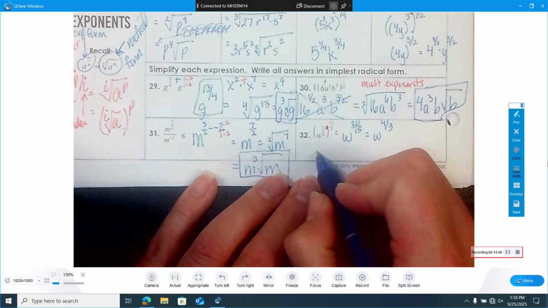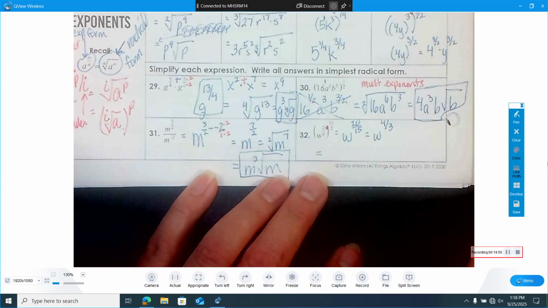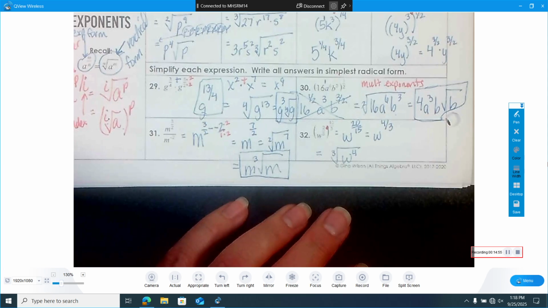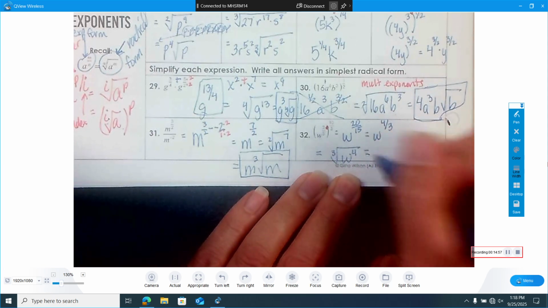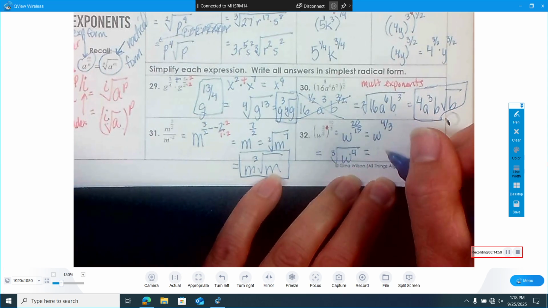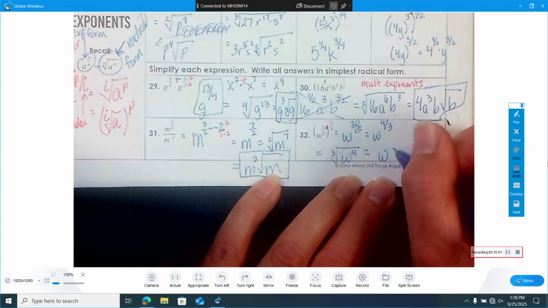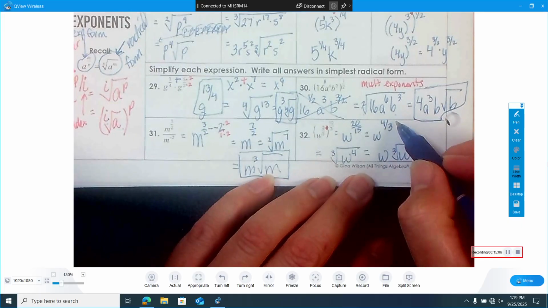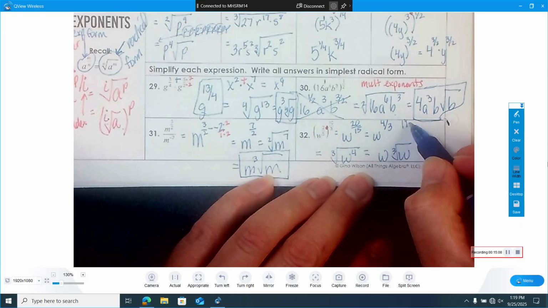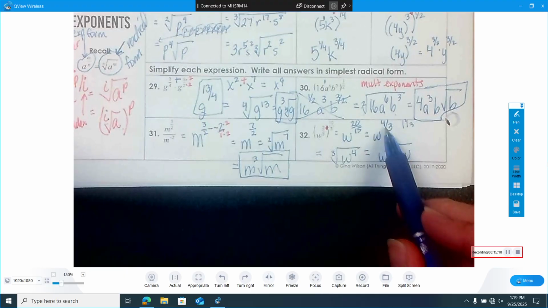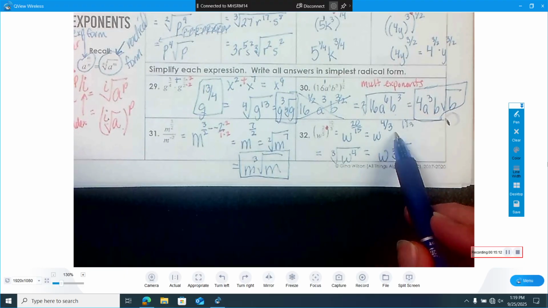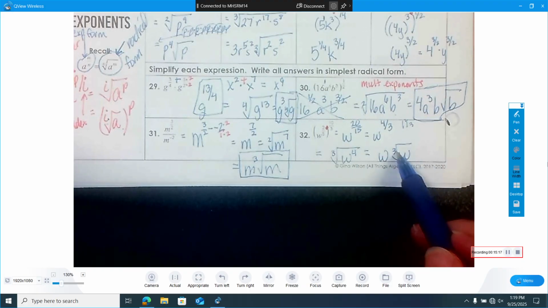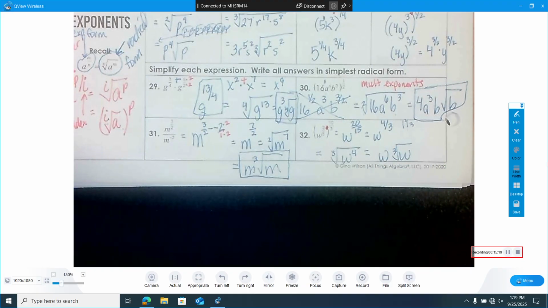And if I write that as a radical, what's the index? 3. So it's a cube root of w to the fourth, and that can reduce as well. And so one group of 3 comes out, and a w stays behind. You notice that as a mixed number, that's 1 and 1/3. 4/3 is 1 and 1/3. So the whole number is the escapee. And then that's 1/3, w to the 1/3 there.